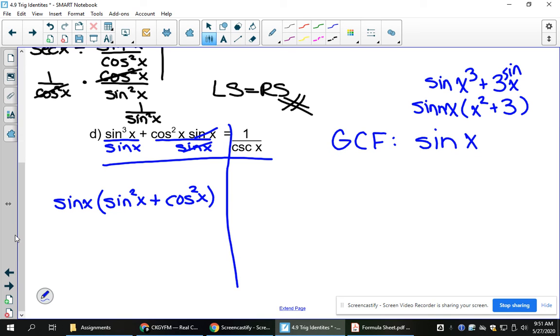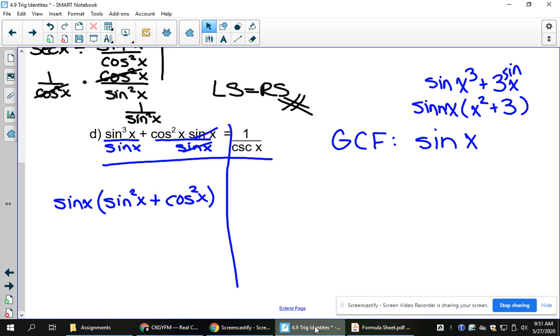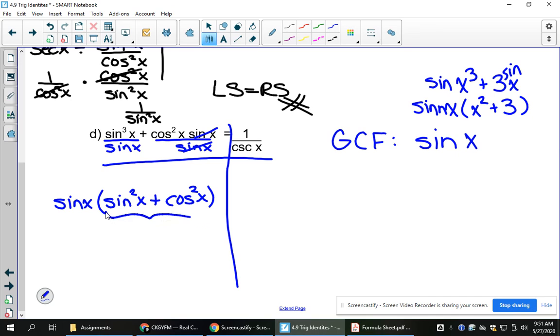Now I've got a pretty strong feeling that that is on my formula sheet. There it is right there. Sine squared plus cos squared is the number 1. So here I go, substituting for this guy, the number 1. And when I multiply 1 by sine x, it's just sine x. I've gotten to a pretty simplified version on the left side.